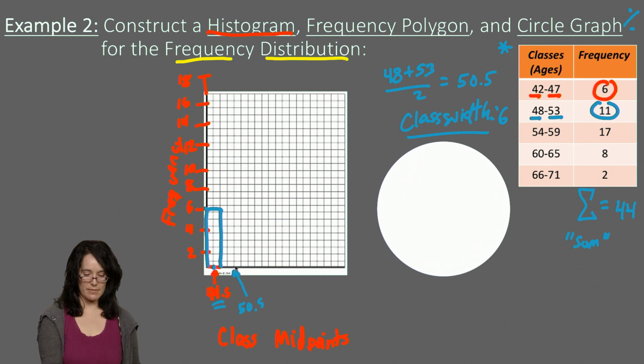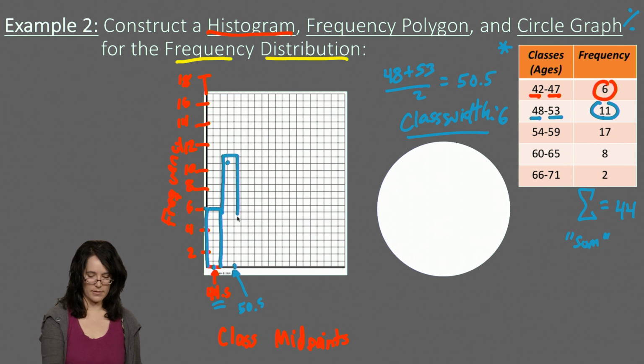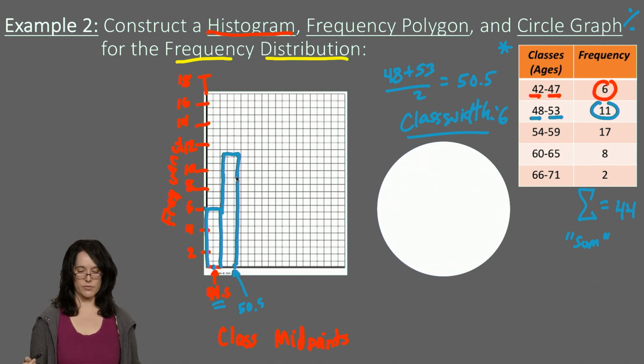That's going to be our next midpoint here. So if I go out the same distance here, and then I go up to 11, which is going to be up here somewhere, actually closer to this point if I'm being more consistent here. So this would be my second bar. Let me get a little eraser here. There we go. Okay, so there's my second bar up to 11 at 50.5 for its midpoint.